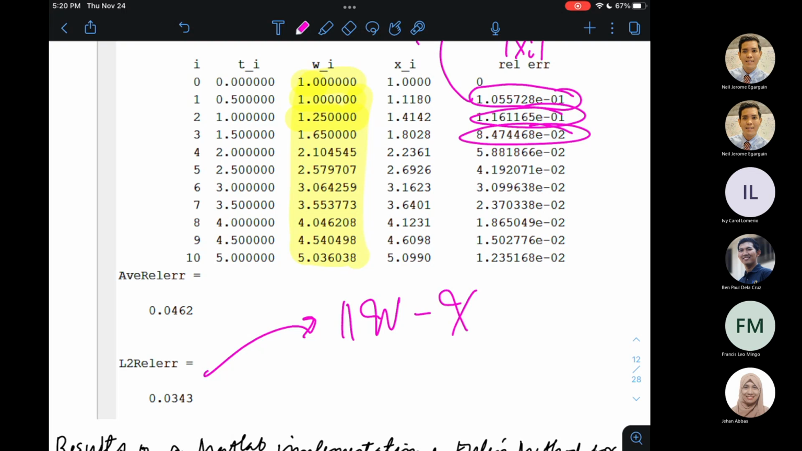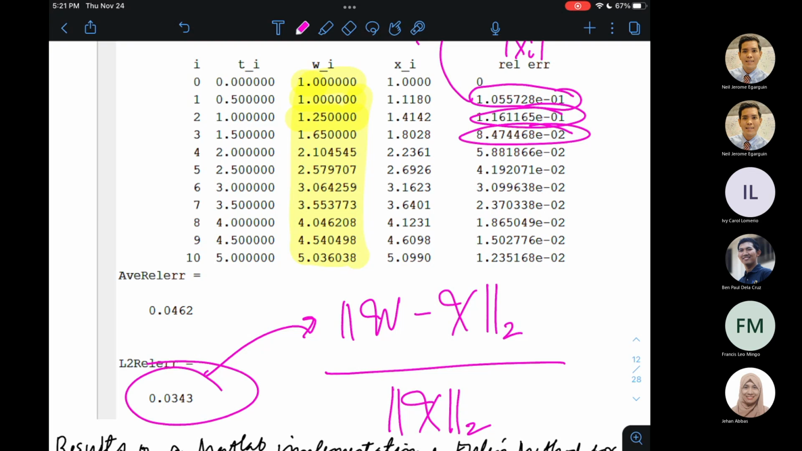So you'll get here 11 by 1 vectors. Kunin mo yung difference nila. Tapos kunin mo yung L2 norm. Ang L2 norm ng isang vector ay Euclidean norm lang naman. No? This is the square root of the sum of the errors squared divided by the norm of the vector x that we are approximating. So that's what this L2 relative error represents.